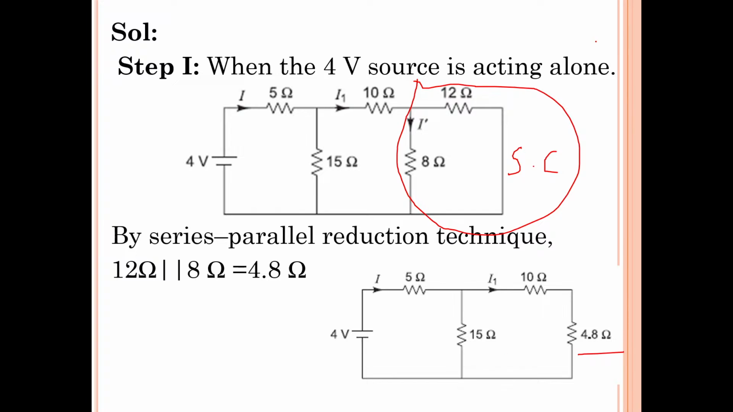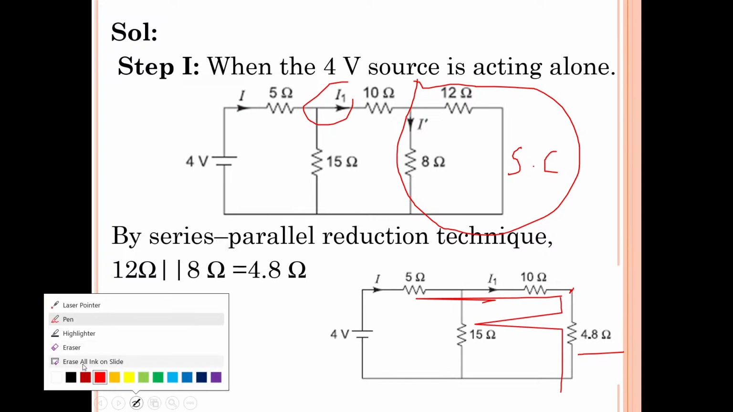Okay, now observe this second circuit. In this circuit, what is the current here? I1 current. So I1 current flows through 10 ohms. And at this junction or node, is the current dividing? No, current is not dividing. Same current flows through 4.8 ohms.